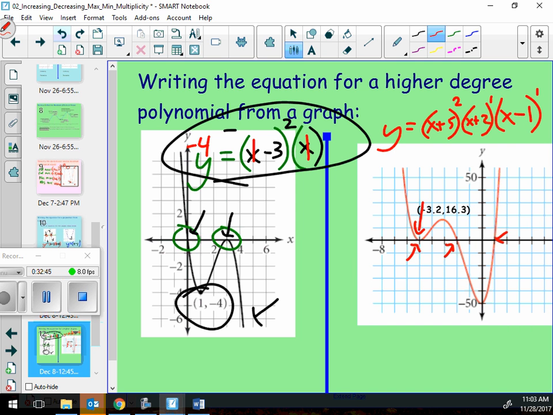And last thing, is it going down on the right? Nope. At least I checked this time. So it's positive in front. Don't have to put a plus, but if it was going down on the right, we would definitely need to put a negative. All right, that's it. That's all you got to do.